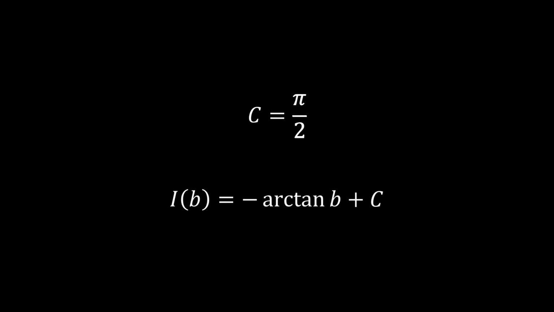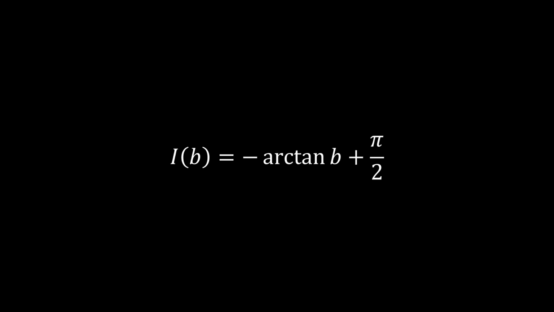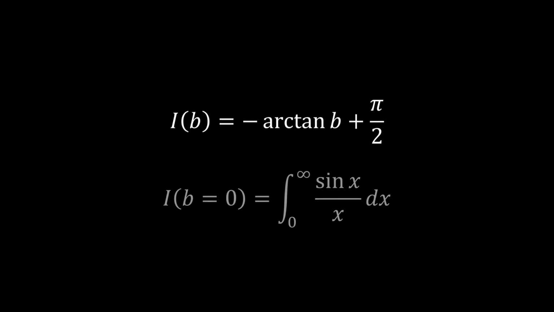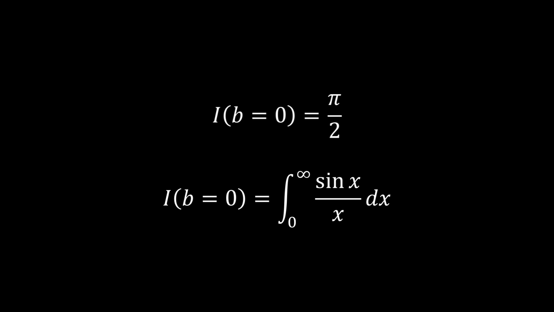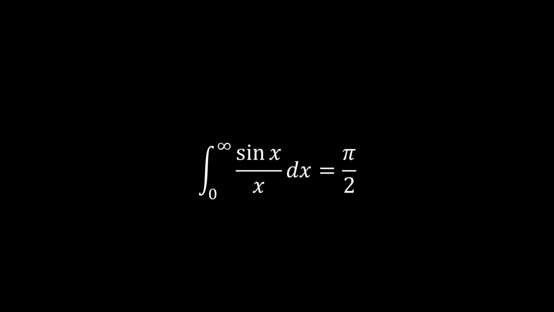to pi over 2. We're now at the final step in our procedure, where we simply need to remember that when b is equal to 0, I becomes the original problem we are interested in solving. So after plugging 0 in for b, we end up with I of b equaling pi over 2, which is the solution to the original integral.